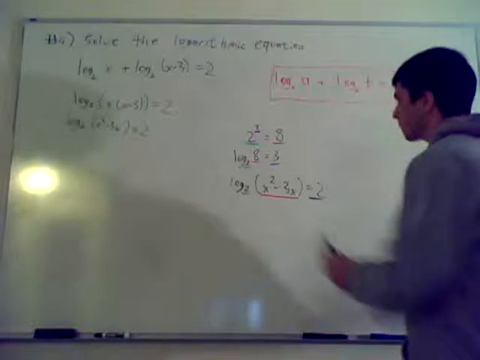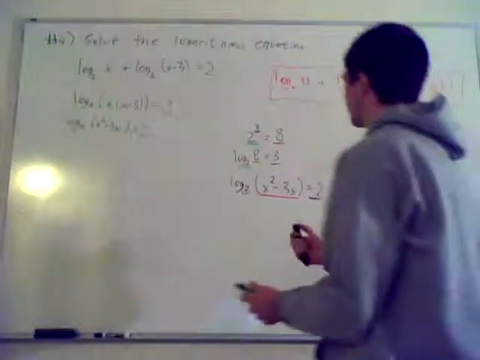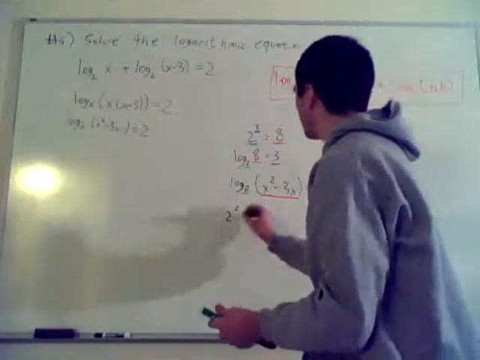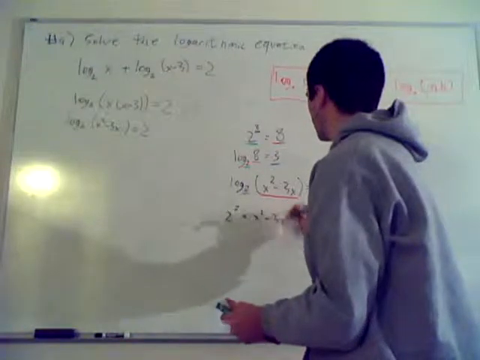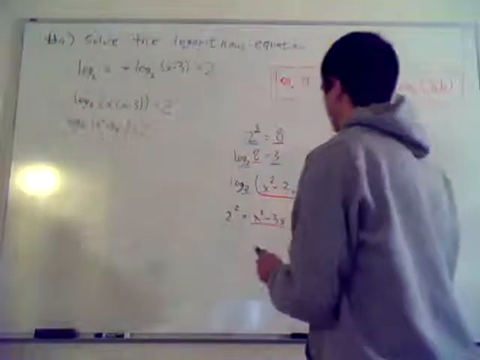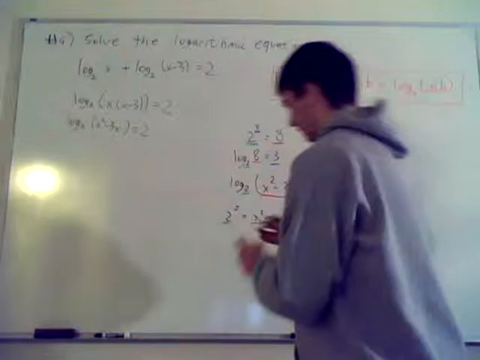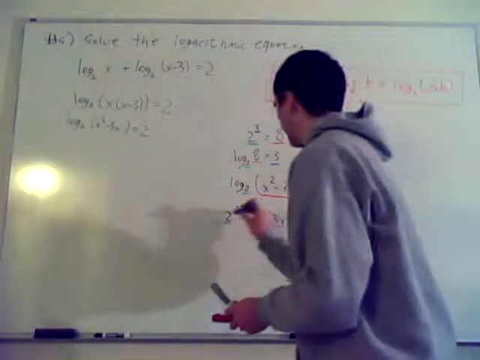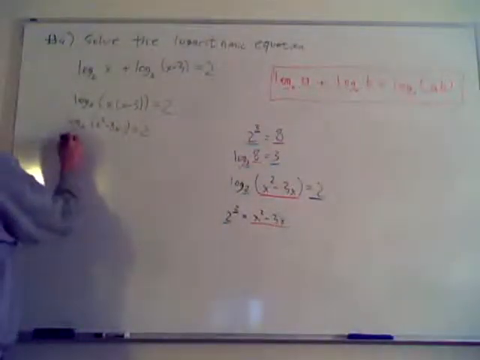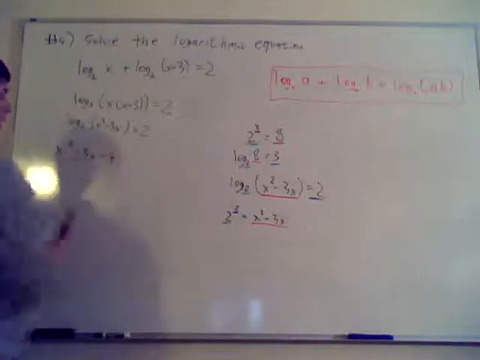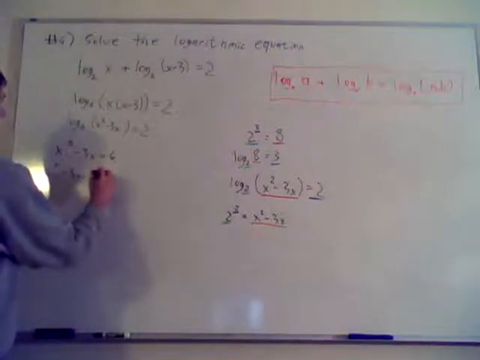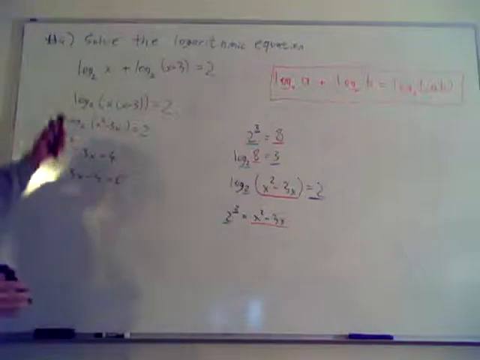Alright? So now if we order it the way it is over here, we would get that the green thing, 2, to the blue power 2 equals the red thing, x squared minus 3x. See what I did there? I'm just trying to show you the order so you have a better understanding of it. So therefore x squared minus 3x is equal to 4, which means that x squared minus 3x minus 4 equals 0.